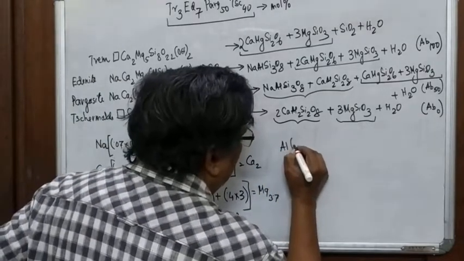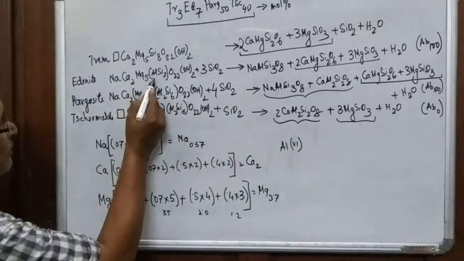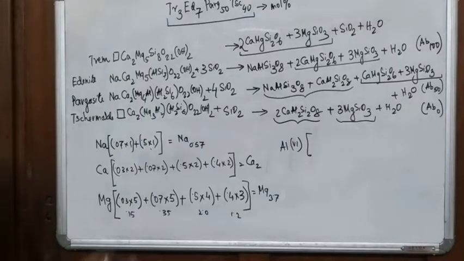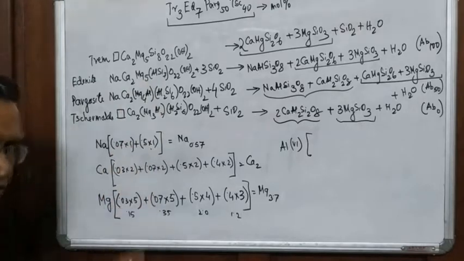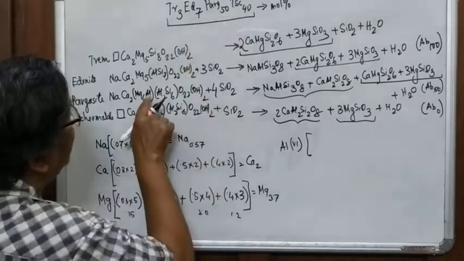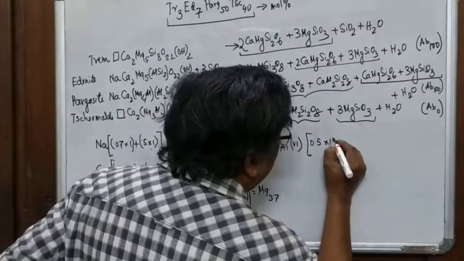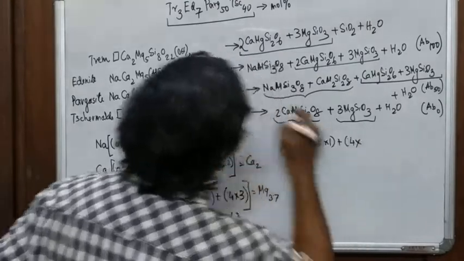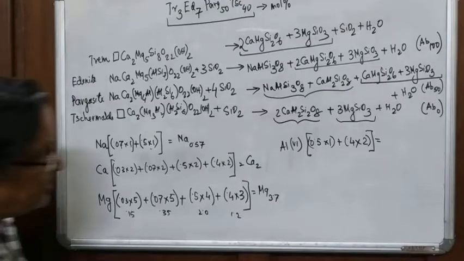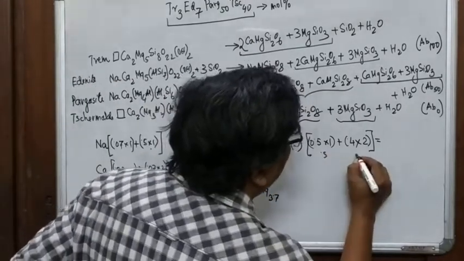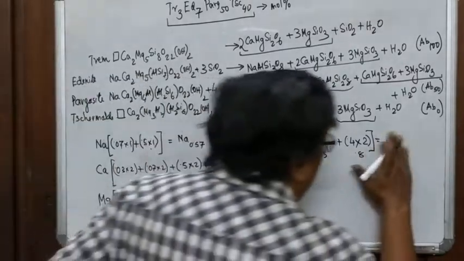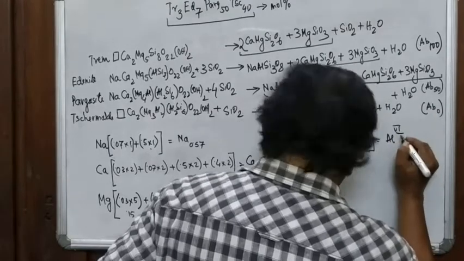Now we talk about aluminium octahedral. So aluminium octahedral means this term. What will be the value? For the first term, there is no aluminium octahedral, so there is no value for that. Second term, there is no aluminium octahedral, no value for that. Aluminium octahedral comes in here. So what will you do? 0.5 into 1 plus 0.4 into 2. So aluminium octahedral becomes, this is 0.5 and this is 0.8. So it is 1.3. So we have aluminium in the octahedral site as 1.3.